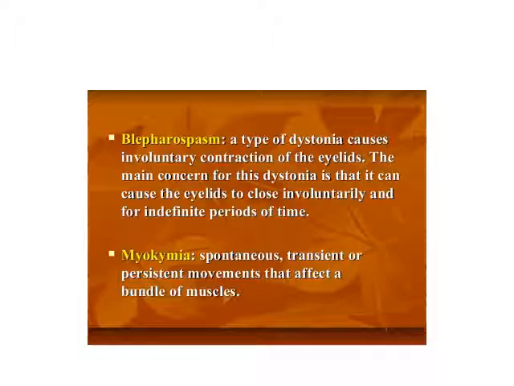We talked about blepharospasm, which is painful contraction of the muscles around the eye. The main concern for this dystonia is that it can cause the eyelids to close involuntarily and for indefinite periods of time. As we said before, it can result in closure of the eye in late stages. We have myokymia, which is spontaneous, transient, or persistent movements that affect a bundle of muscles.